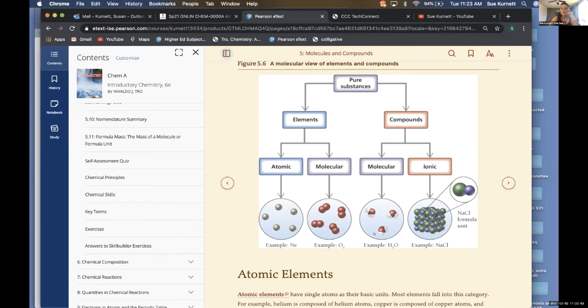is that the molecular compound is a discrete unit. Here I have 2 hydrogens and an oxygen. That is 1 molecule of water. 2, 3. There are 3 molecules of water, and they are not connected because water can exist as a discrete unit in the gas phase, and that's what's happening here.